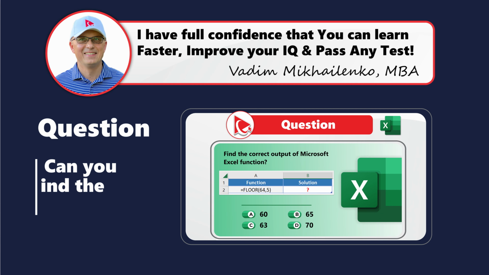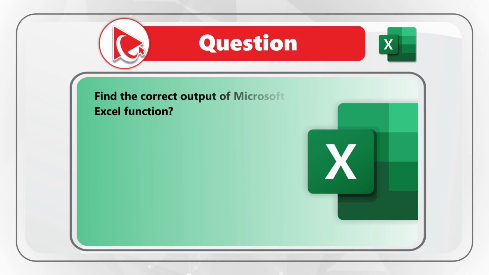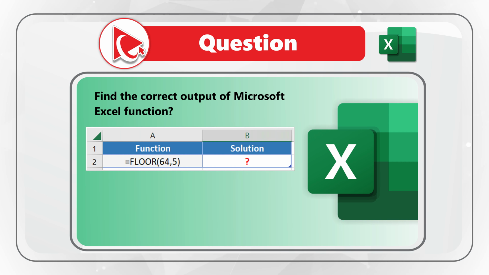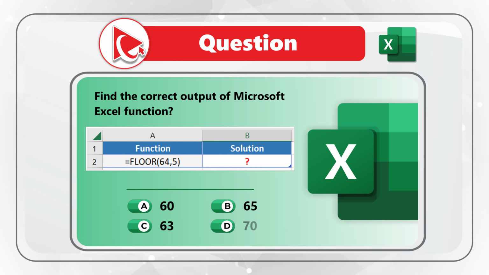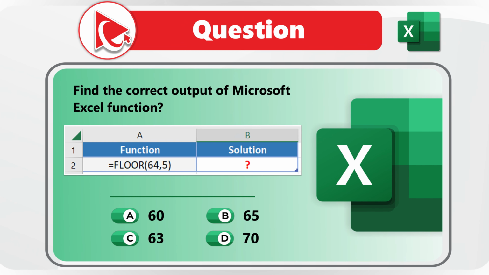Here's an amazing question we see on the test more and more often. You need to find the correct output of a Microsoft Excel function, and you're presented with the statement =FLOOR(64,5). You have 4 different choices to select from. Choice A, 60. Choice B, 65. Choice C, 63. And last but not least, choice D, 70. Take a close look, refresh your memory, and see if you can select the right answer.